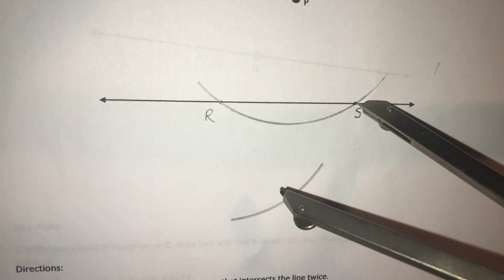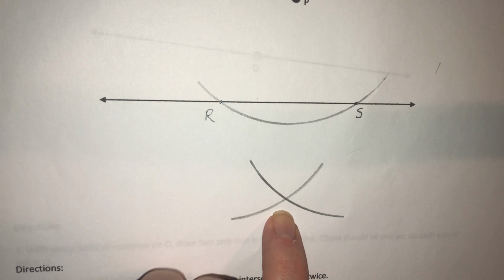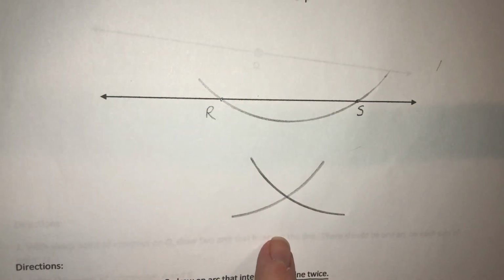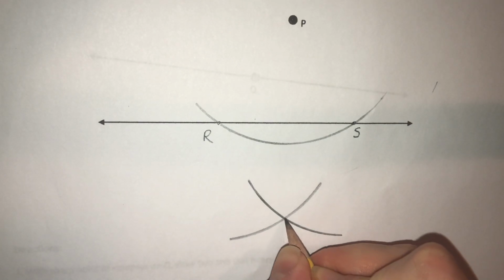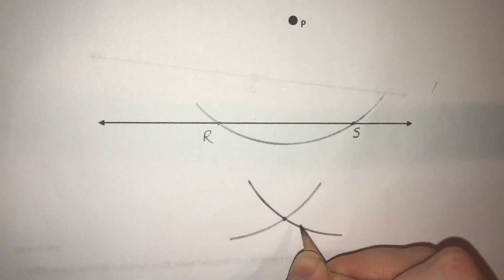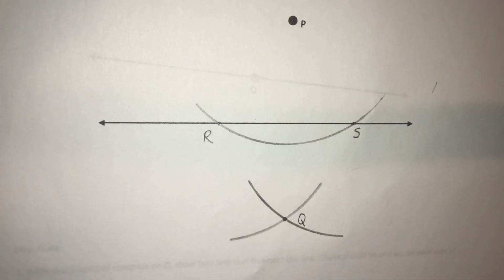So moving my pointer over to S now, I'm going to swing another arc that crosses the first. I now have an X down below point P. This intersection point of these two arcs is point Q. And last, we're going to take our straight edge and draw a line through P and Q.